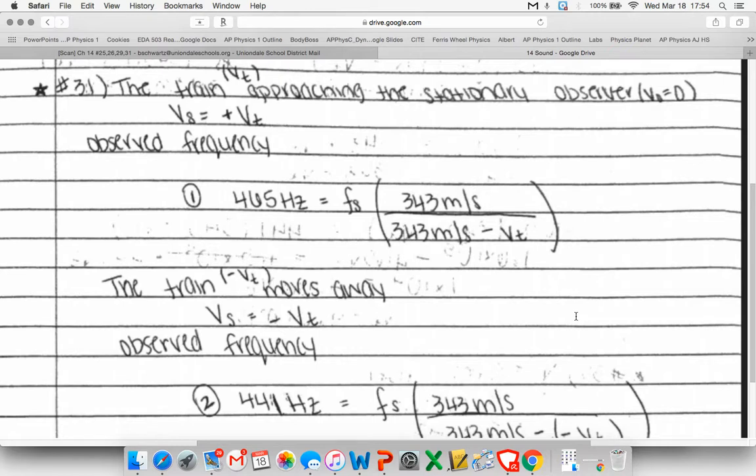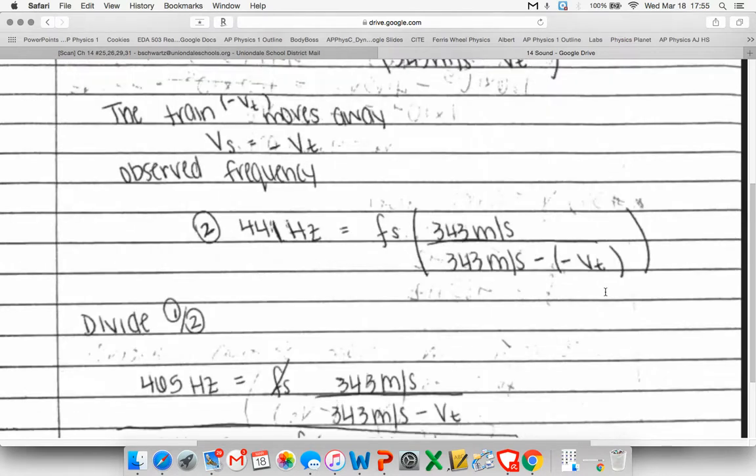So the first thing that I did is I created an equation that allowed me to solve for the train as it's approaching the stationary observer. So that's where this comes from. So the 465 hertz is the frequency as the train approaches. As it approaches, the velocity of the train, the velocity of the source, is going to be positive. So subtracting the velocity of the positive source, we end up with this equation here.